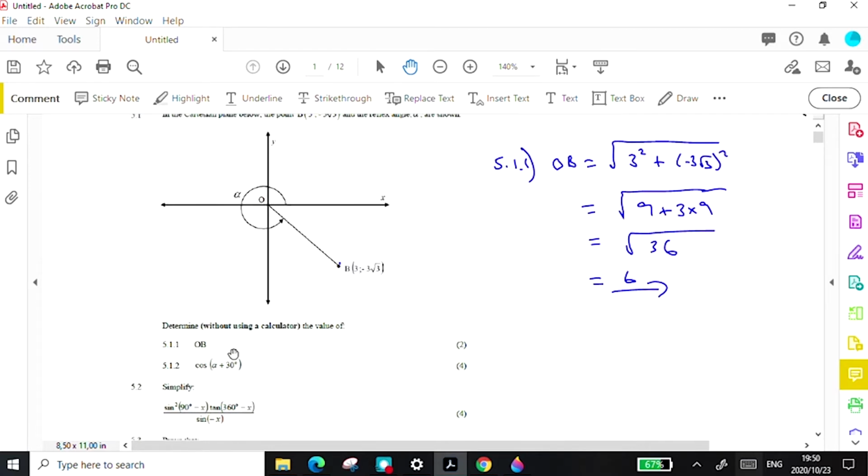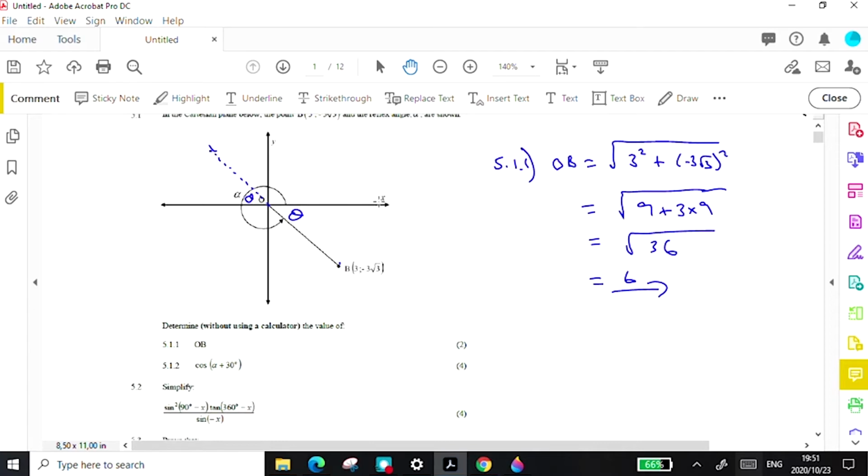And for 5.1.2, we are required to find cos of (alpha plus 30 degrees). Now to find cos of (alpha plus 30 degrees), we first need to find alpha. We can find alpha by extending our line. If we extend the line, we have the angle theta. These are vertically opposite angles, so they should both be theta.